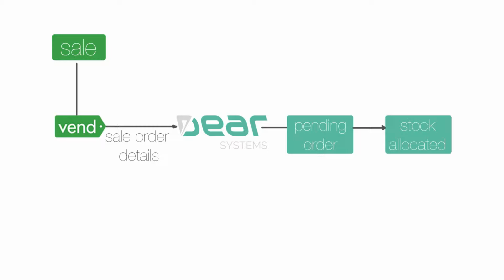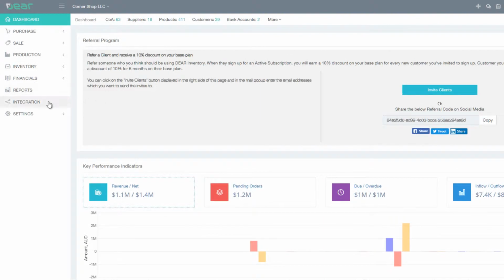First, the customer purchases goods in store via Vend point-of-sale. Then Vend sends sale order details to Dear. Next, Dear creates a pending order in the staging area for each sale. Stock is immediately allocated to the sale. Now let's look at setting up the integration.